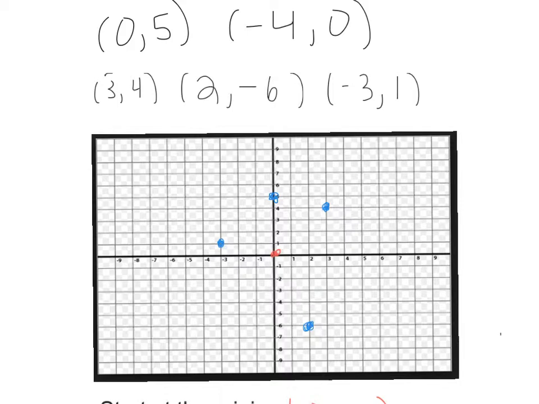My next point is -4, 0. Again, I want to start at the origin. Am I going left or right first? I'm going left 4 spots. And then my y value is 0, so it's going to hang out right on that x-axis at -4, 0, because we're not moving up at all. Students often get these two types of coordinate points mixed up, so we're going to practice that a little bit more before you get started on your worksheet.